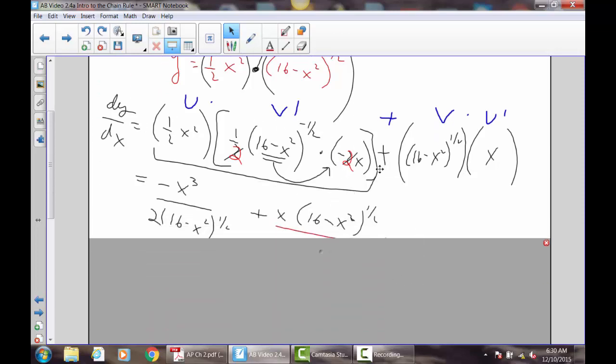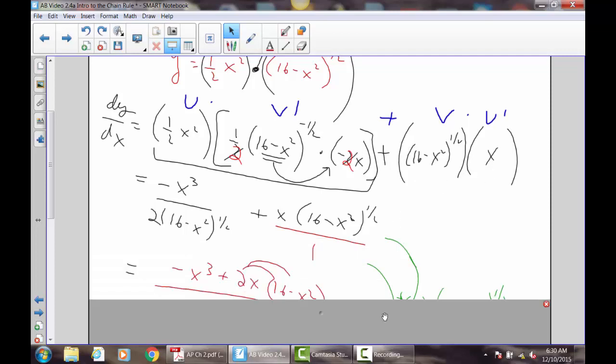I'm rewriting this first term. Okay, I'm bringing this down here and multiplying the x by the x squared, and this 2 cancels with this 2. Alright, and then this term here, I'm just leaving as is.